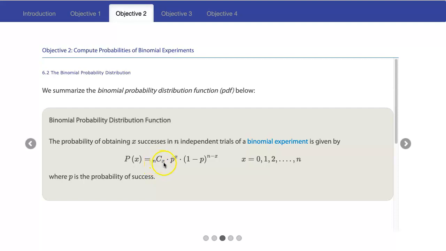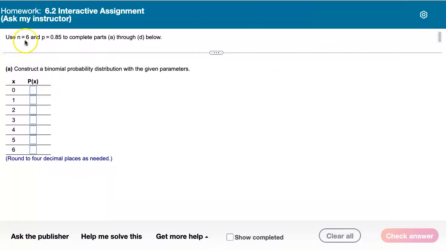N choose X, and that's a combination as well, times P to the X times 1 minus P raised to the N minus X. P is the probability of success, X is the number of successes, and N is the total number of trials. So looking back at our problem, N here is 6. P, the probability of success, is 0.85. X are these values here in this first column.